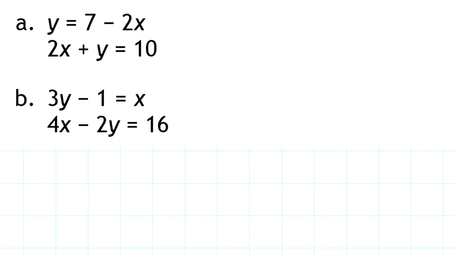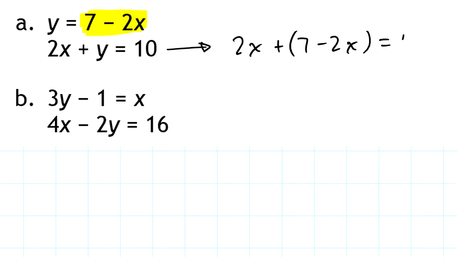So in the first case, I'm looking at this and hey, the first equation gives me a very nice substitution for y. So I'm going to replace y in the second equation with this value 7 minus 2x. So let's rewrite the second equation. It is 2x and then plus y, but playing the part of y will be 7 minus 2x. And then that should equal the number 10.